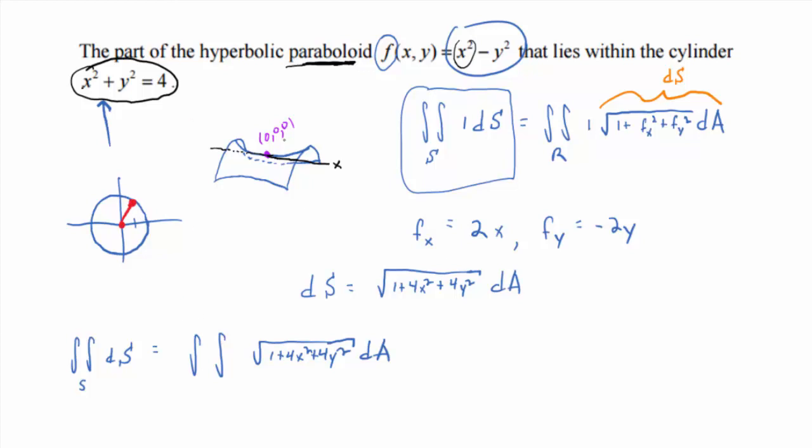And then you think of your representative spoke. So here in this step, I'll just call it r. That's r. And then over here, I'll set it up in polar. So what does the integrand become? 1 plus 4r squared, right? You factor out the 4, you get x squared plus y squared, which is r squared. And then don't forget your area element, which in polar is r dr d theta.